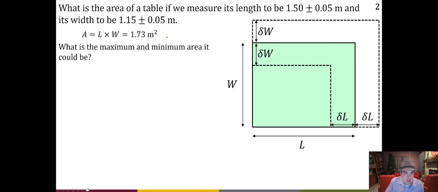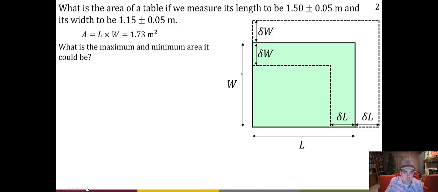But what we want to know is, what is the uncertainty in that area? This is this number plus or minus what? How accurate is that going to be? So let's look over here at this figure. So here is the width and here's the length. You see this green box? Well, this is that length times width that we just measured.